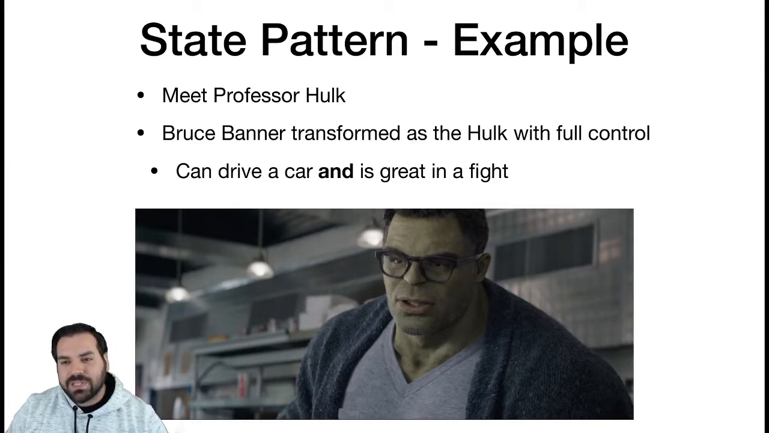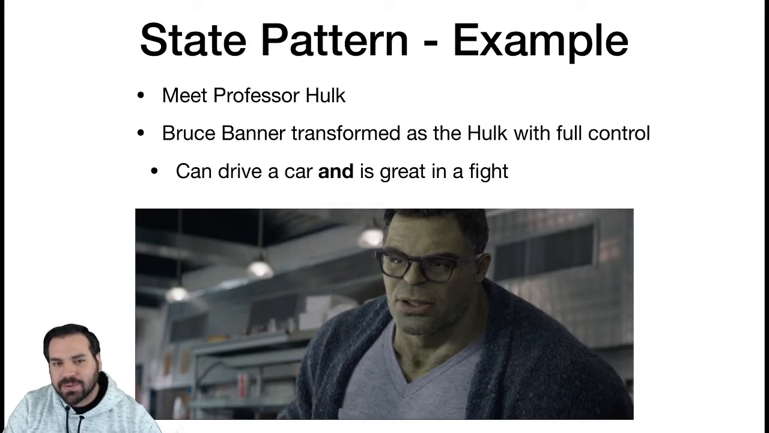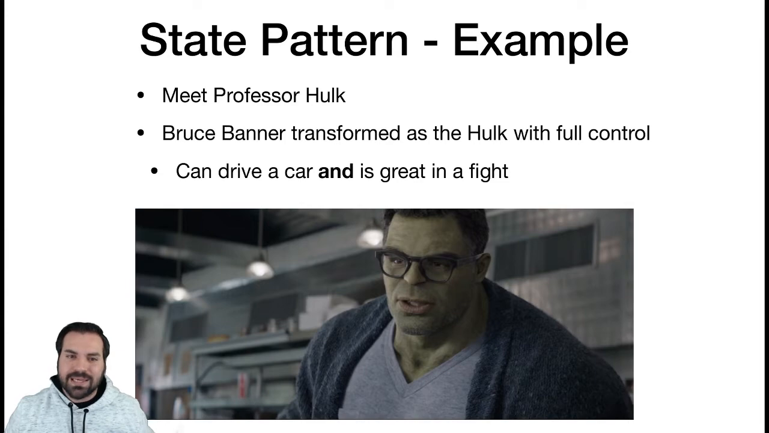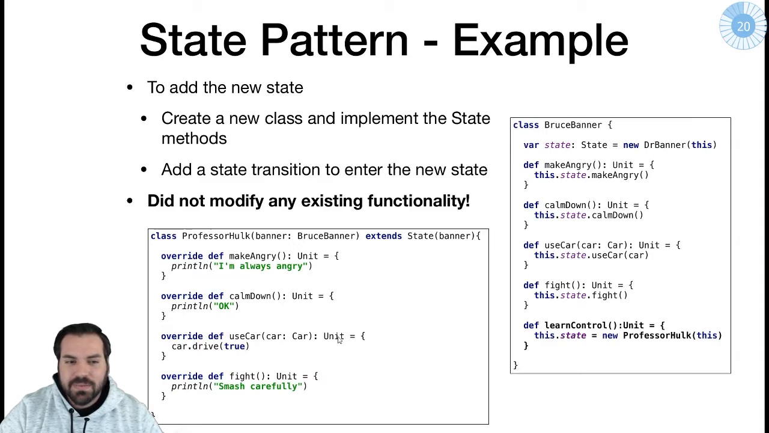Now, if we have our if statements, if Boolean flag the Hulk equals true, do this, else do this, and we have our code set up like that, it's really going to be difficult to add this functionality. We're going to have to restructure our entire program, and that's going to be a pain. But since we're set up with the state pattern, this is all we have to do. We're going to create a Professor Hulk state that extends our state and implement these 4 methods.